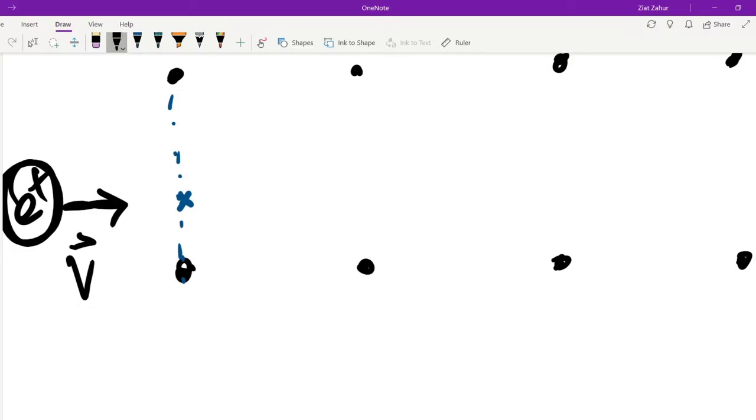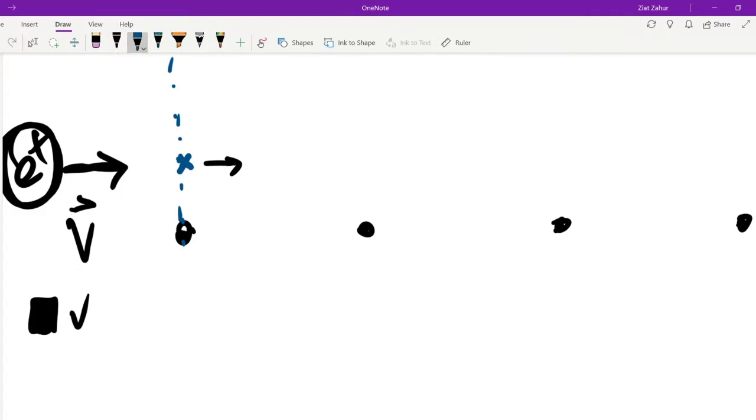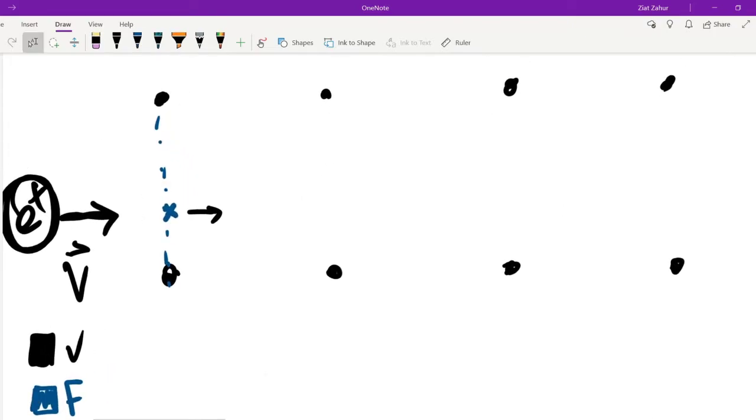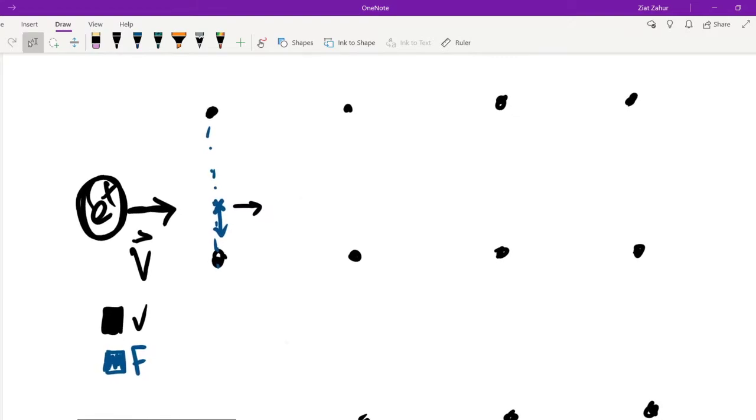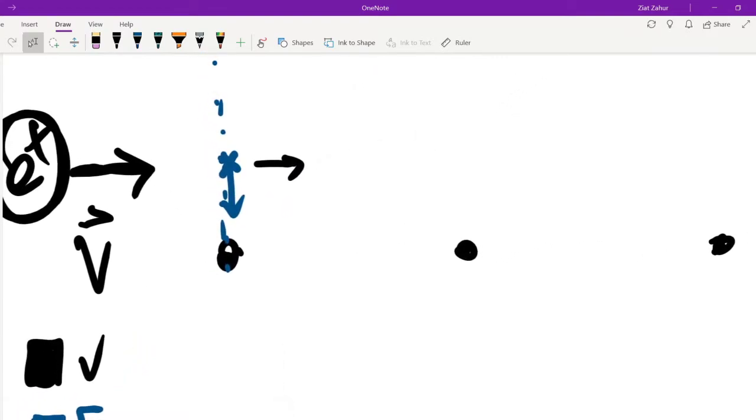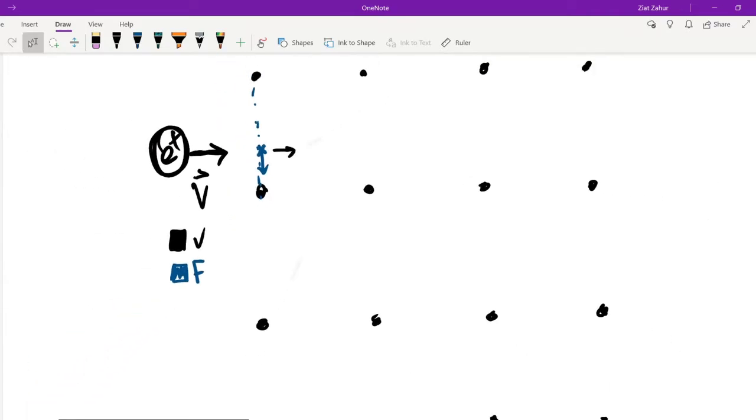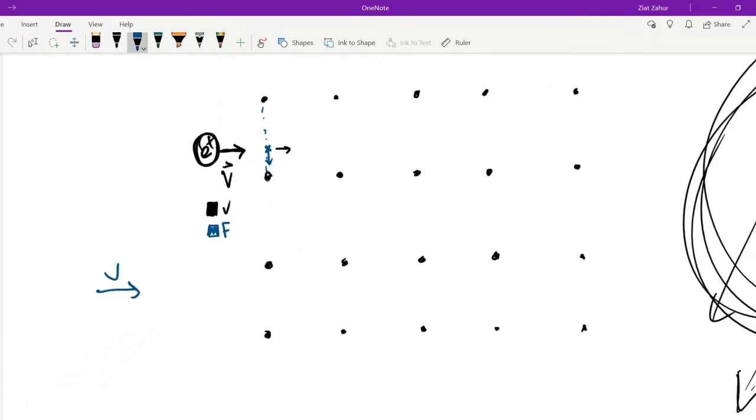So as soon as you're here, your velocity is to the right. Let's color code this stuff. V is to the right. We'll use blue for force. Force would be downwards right here. All right, so what does this mean? Well, as soon as you have a rightward velocity and a downward force, your force and velocity are 90 degrees to each other. What does a force that is 90 degrees to a velocity vector do to the velocity vector?